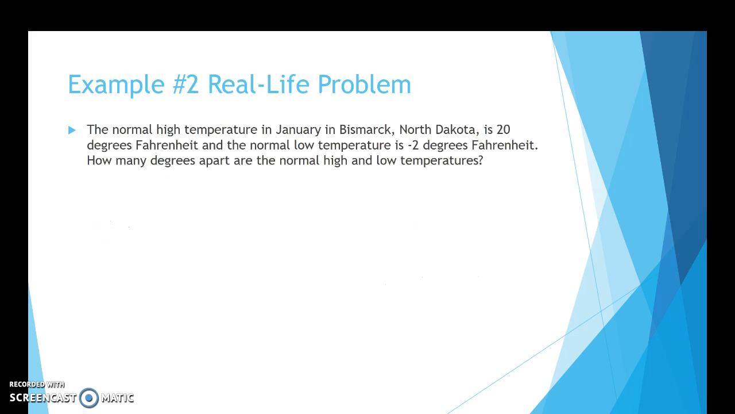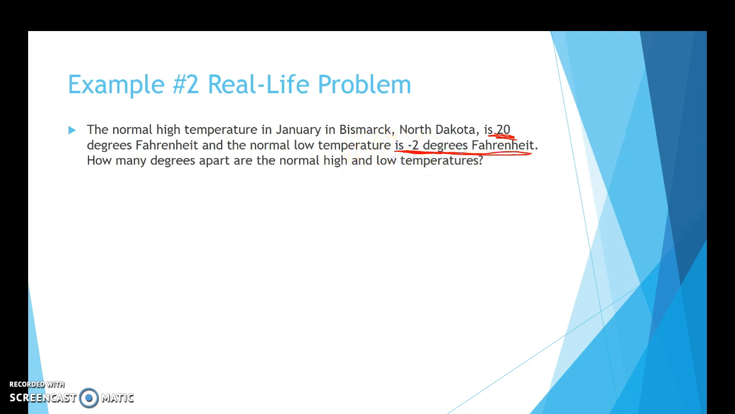Example number 2 here, you might run into some real life situations. It says the normal high temperature in January in Bismarck, North Dakota is 20 degrees Fahrenheit. And the normal low temperature is negative 2 degrees Fahrenheit. How many degrees apart are the normal high and low temperatures of North Dakota? So we first have to look at the numbers they're giving us. They're saying that the normal high temperature is 20 degrees Fahrenheit and the low temperature is negative 2 degrees Fahrenheit.